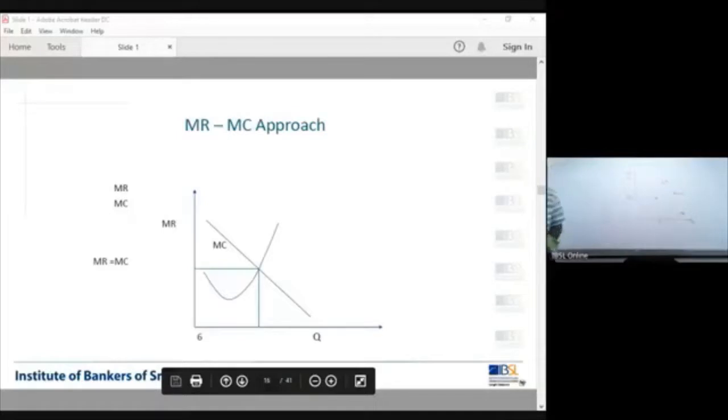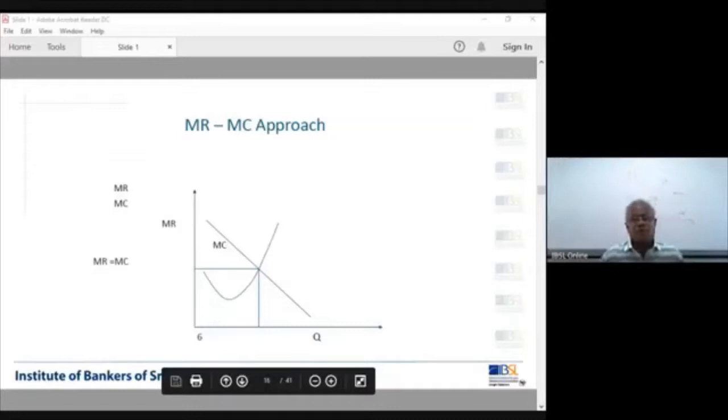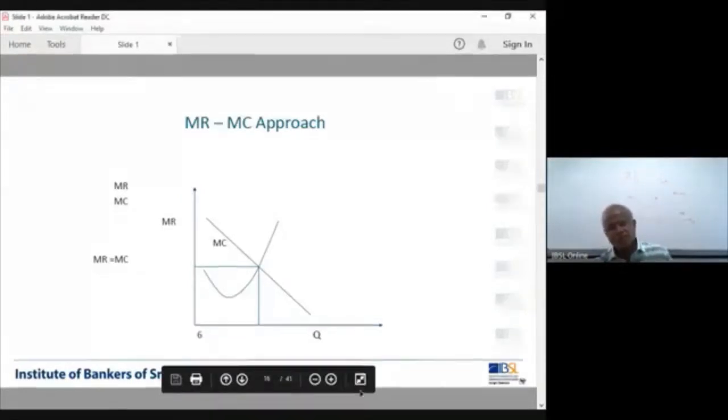Graphically, this is how we break this down. Show this diagram, right? MR equals MC. Take down. So the profit maximizing output level is 6, right? That is the profit maximizing output where the two curves intersect. Earlier we discussed this point of intersection. At this point, marginal revenue equals marginal cost.